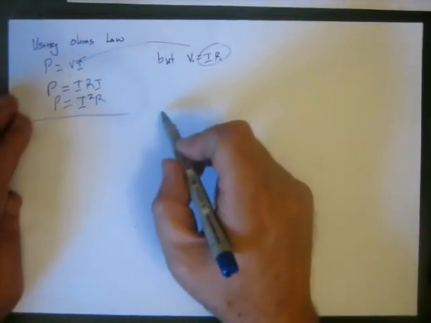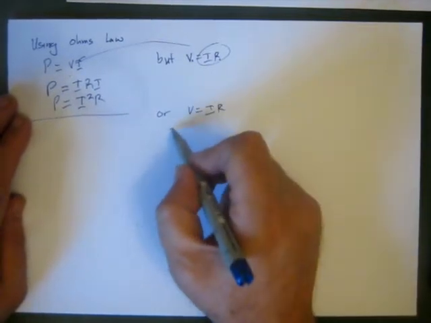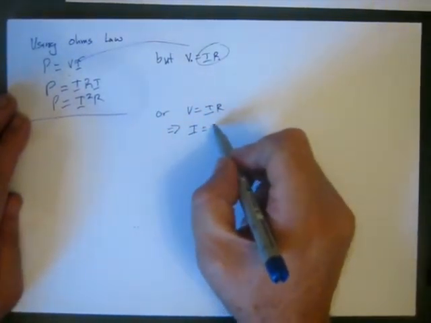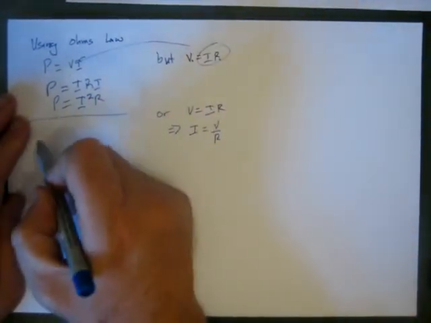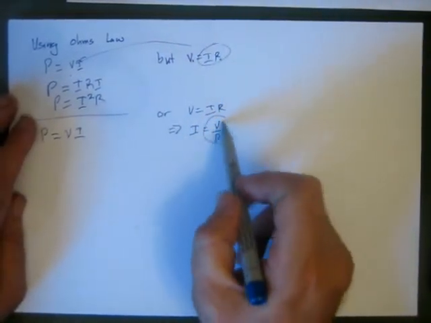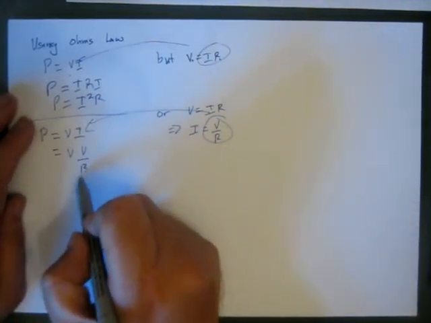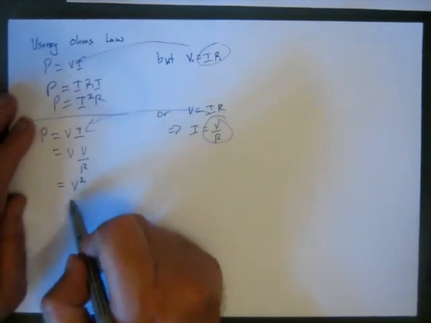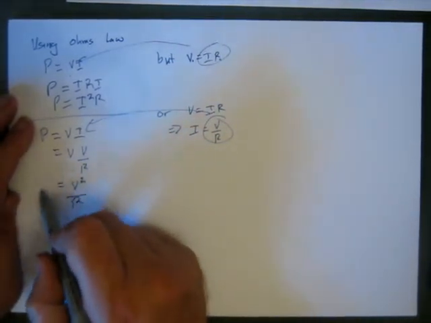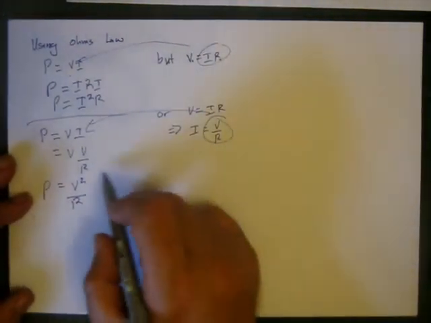Or we can rearrange V equals IR to I equals V over R. So let's do this again. P equals VI. And everywhere it says I, I'm going to stick this in. So P equals V times V over R, which is V squared over R. And yeah, it's quite a useful one to know as well if you're doing electronic engineering. So let's try and apply this.